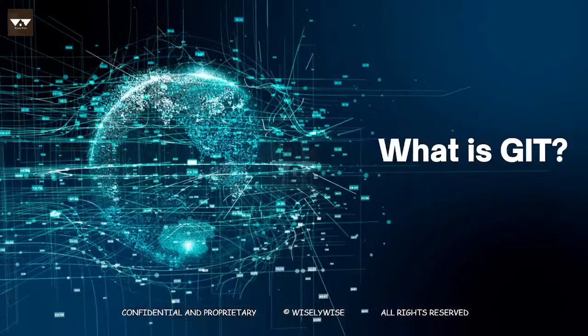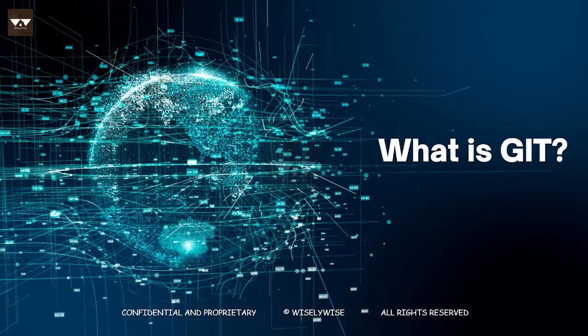Let's begin. So, the first question that comes into the picture is, what is Git? Git basically is a distributed version control system which is used for tracking changes in files and coordinating work on those files among multiple people. It was created by Linus Torvalds, the same person who created the Linux operating system. Think of Git as a tool that helps you manage and keep track of your code or any other type of files. It allows you to save different versions of your files over time and provides mechanisms for collaborating with others.